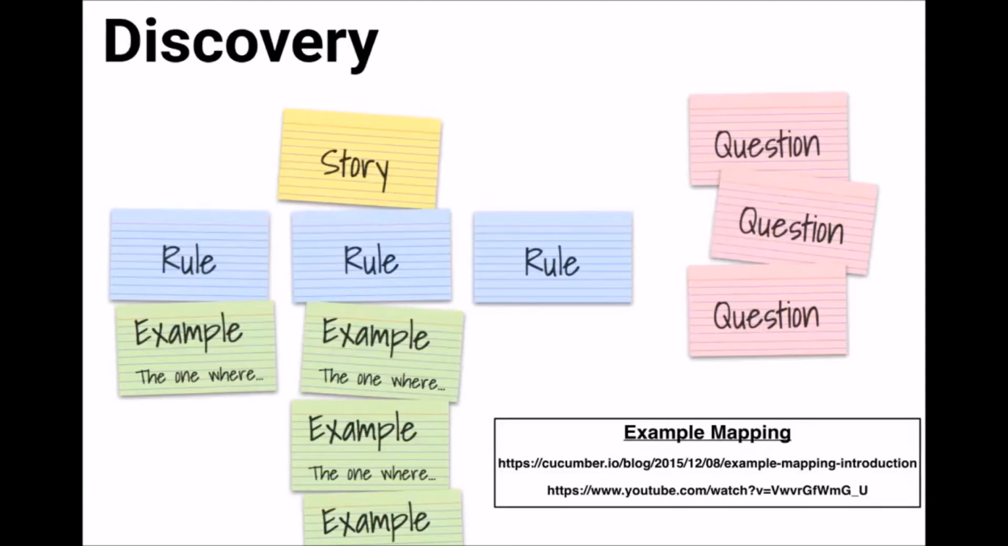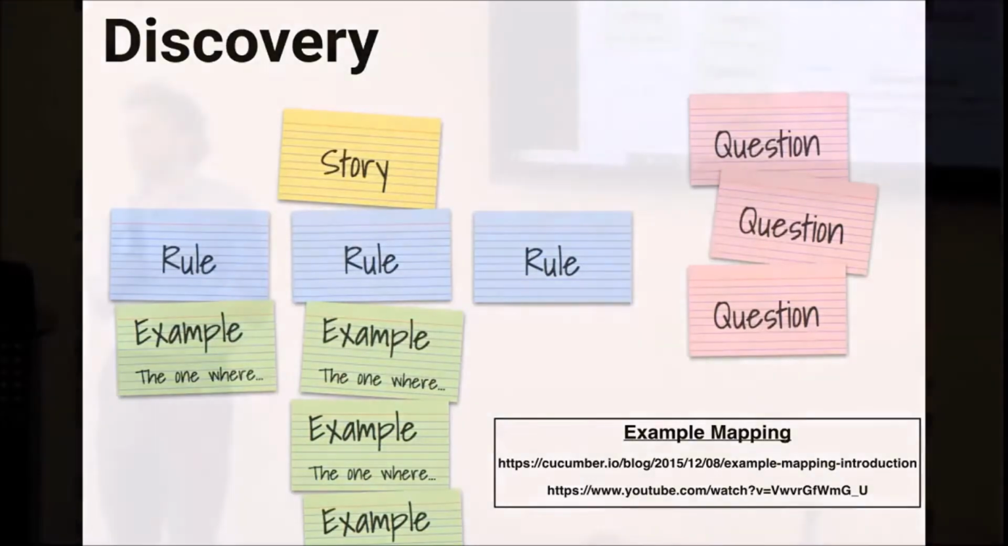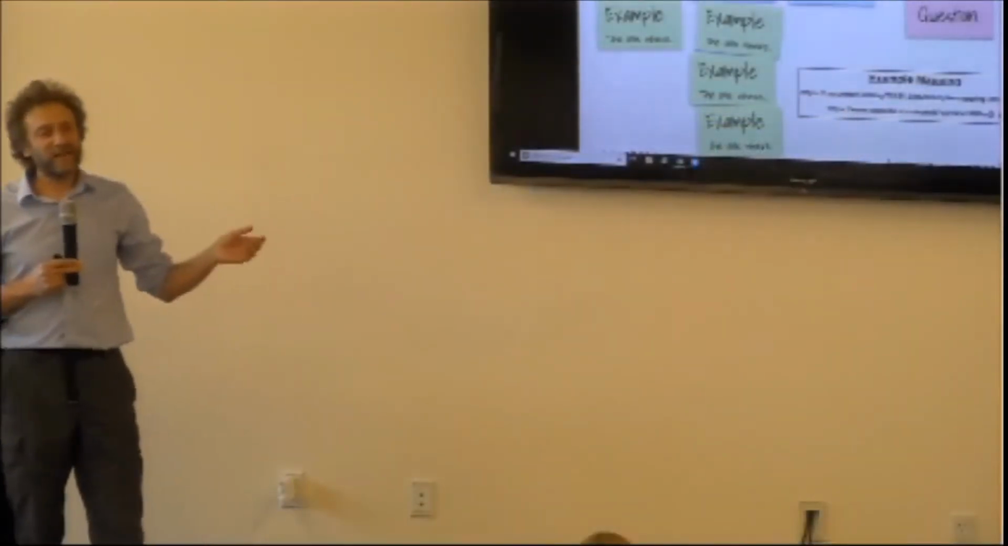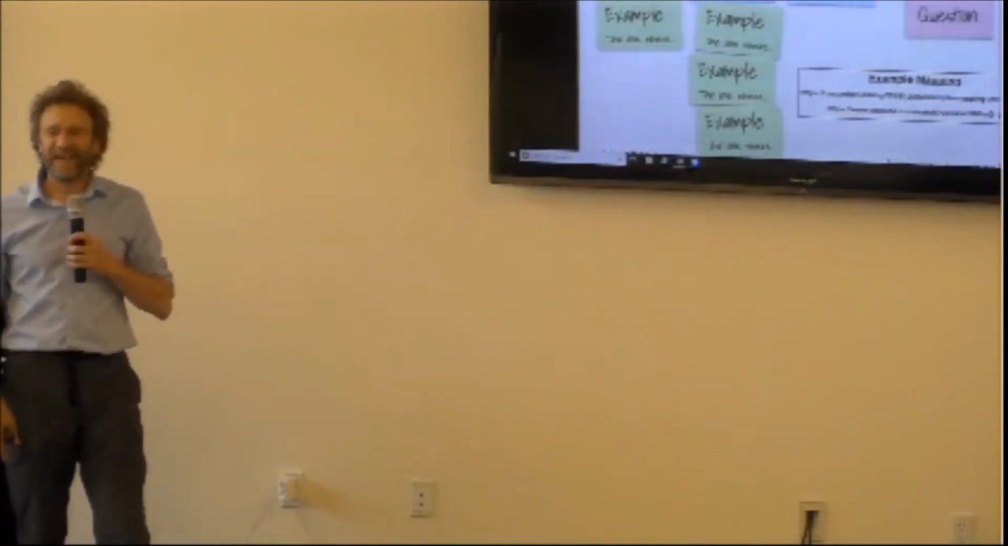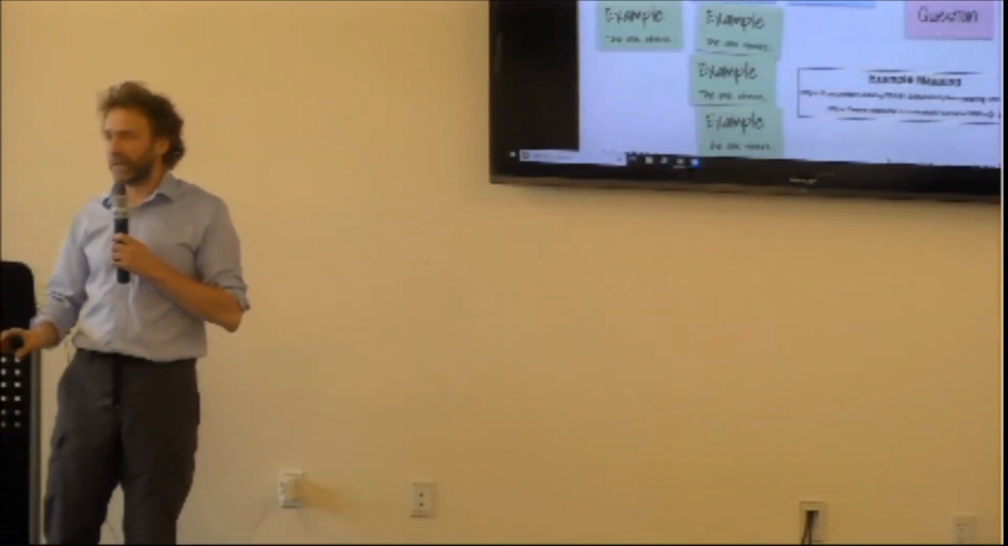There's lots of ways you can do discovery. Discovery really is about collaborating to try and make sure that we all have a shared understanding, that we take as many unknown unknowns and turn them into known unknowns as possible. The technique that my colleague Matt Wynne has discovered is called example mapping. It happened in a magic way.